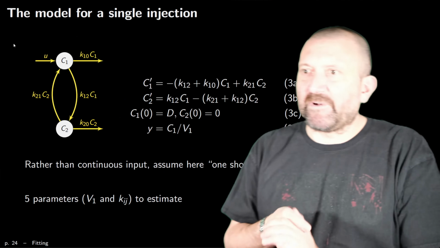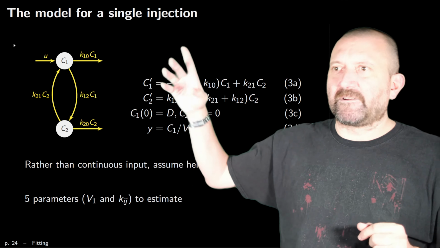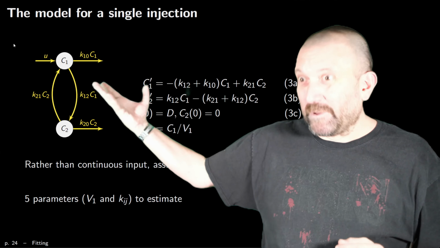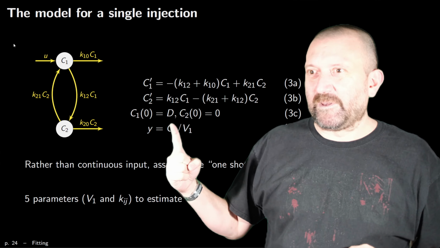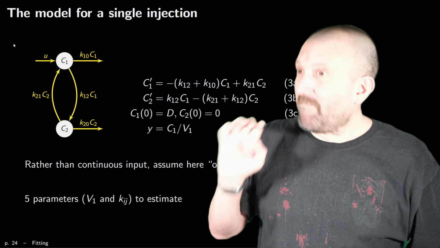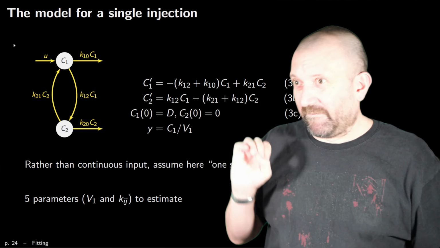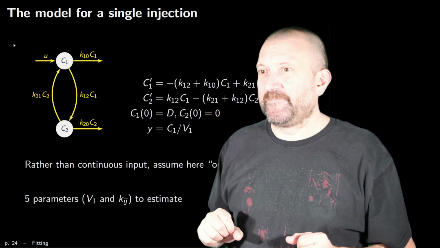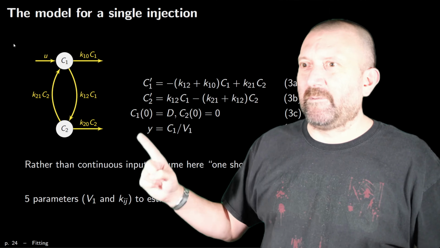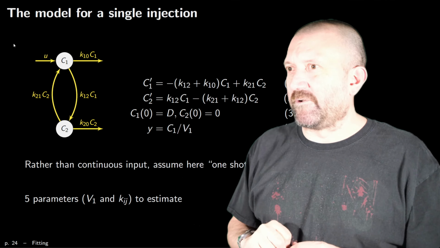So let me even simplify this and say that rather than a continuous injection, let's do a single injection. Oh, I forgot to remove the U here. So there's no U in this particular case. What we do is that we inject originally a mass or volume D of whatever drug. Okay, there's initially no drug in the gastrointestinal system. It's only put in the blood, and then we look at the evolution of this system.